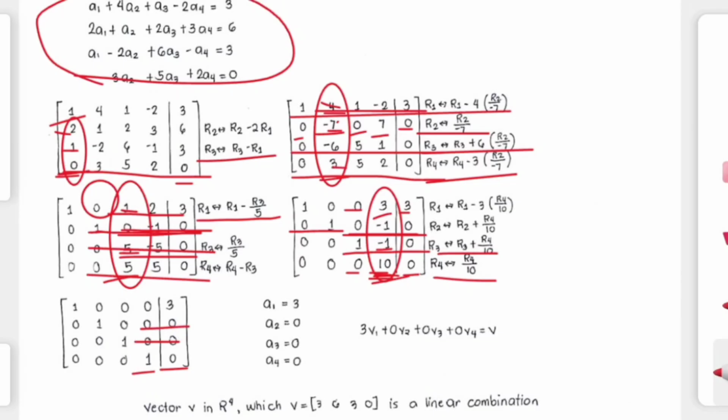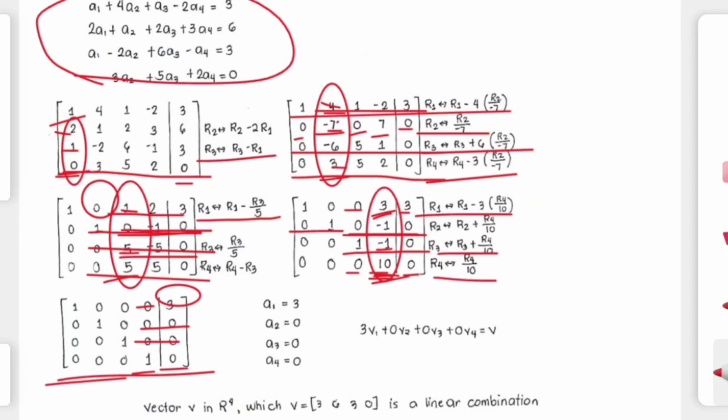And for r sub 1, since we have the 3 here, for this to be 0, we have r sub 1 minus 3 times r sub 4 over 10. So 3 minus 3 times 1 is equal to 0, and then 3 minus 3 times 0 is equal to 3. So now we get this form.